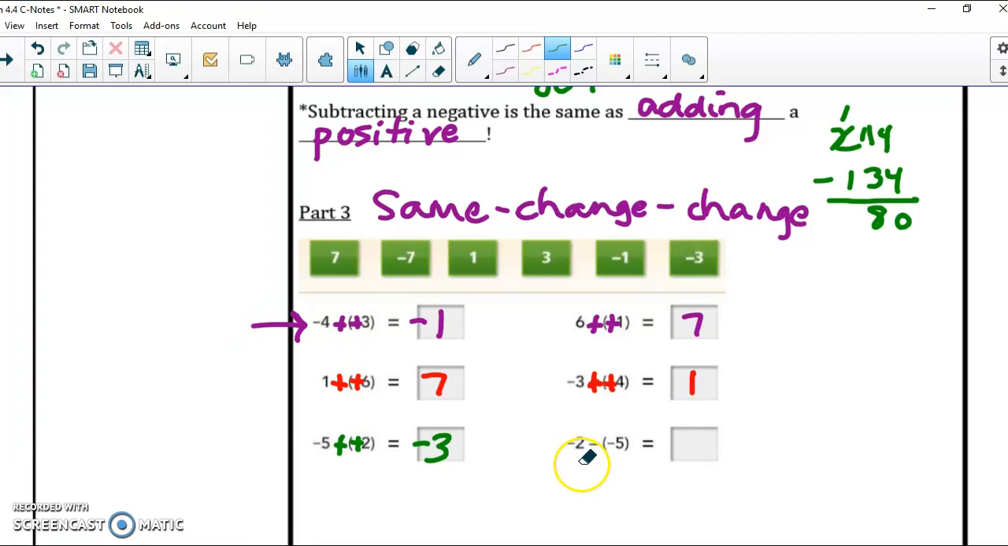And finally, negative 2 minus negative 5. I'm going to do same, change, change because I'm subtracting negative numbers. So I keep negative 2 the same, and I change the next two signs. Now I'm adding two numbers with different signs, so I find the difference. The difference between 5 and 2 is 3. My larger number is 5, and it's positive, so my answer is positive.